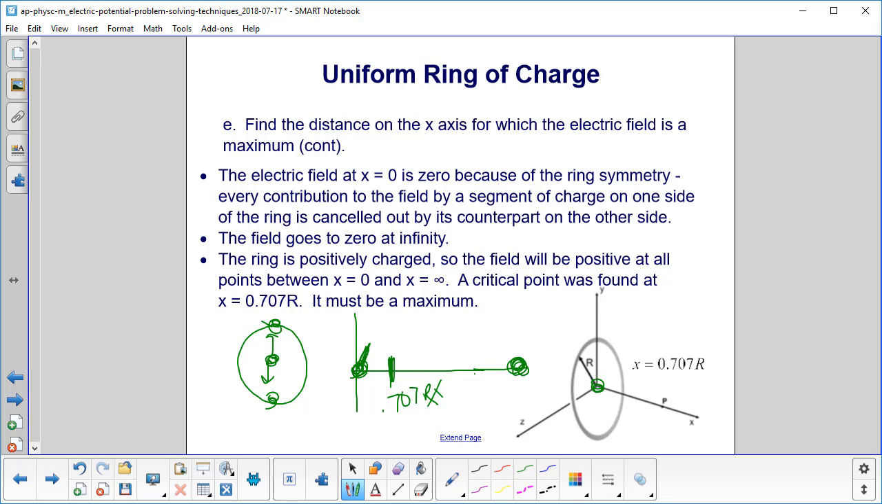So if we start going up here and have to get to 0 at infinity, somewhere we have to hit a maximum and then start going down again. So we will assume that this point here does give us a maximum electric field, and we don't have to go ahead and take the second derivative.